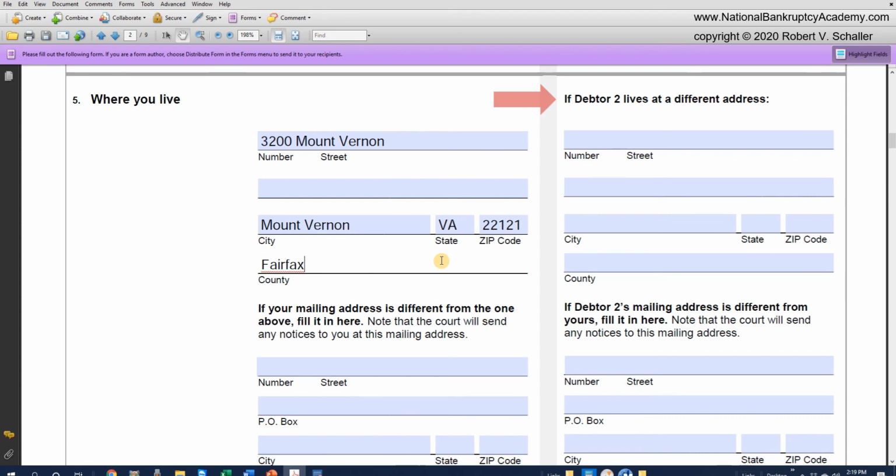Over to the right, it says if debtor 2 lives at a different address, add that. In this particular example, Martha Washington lives with George Washington, so it is not a different address. Again, they're only looking for a different address, so I would leave this blank.